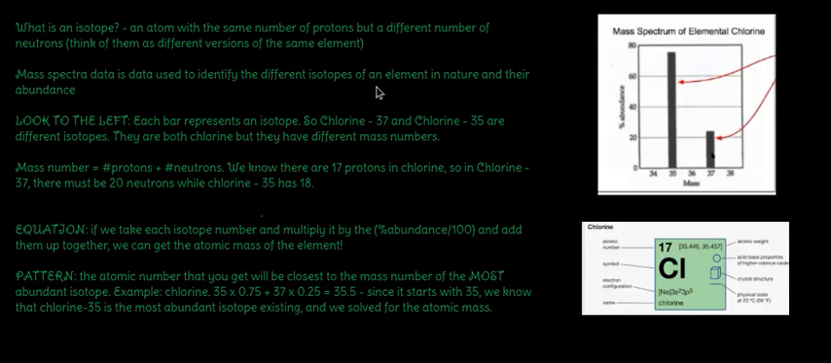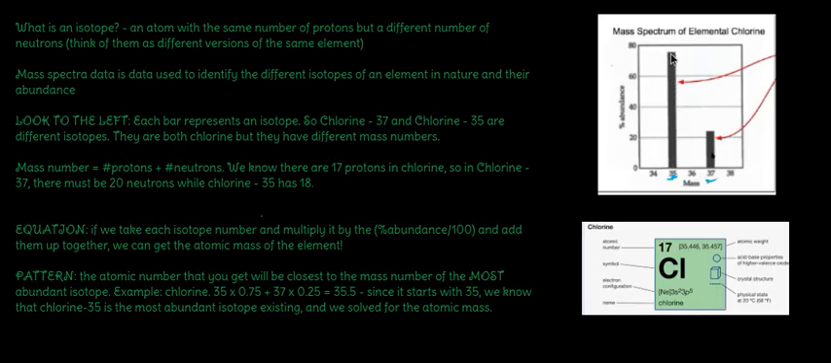And the most important thing about 1.2 is that from the isotopes and how much they exist in nature, you can get the atomic mass of chlorine. Like you can get the atomic mass of the actual element. What this graph is saying to us over here is that we have two different isotopes of chlorine. Chlorine 35 and chlorine 37.